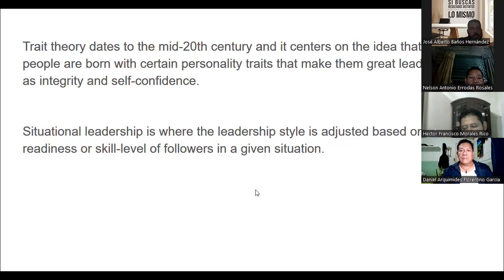Okay. Do you have any questions here in this paragraph? What is trait, teacher? Trait is the way that you manage people, the way that you treat people. Okay. And how do you pronounce 20th? Yeah, you can say 20th or 20th. Okay. Any other questions?